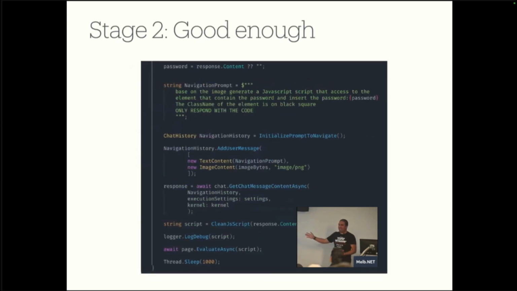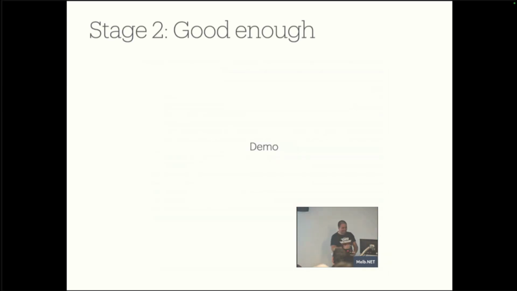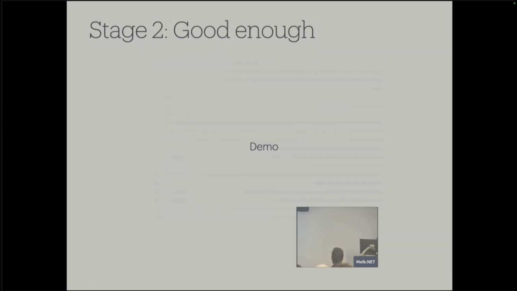And then what I add, after I get the password, is this prompt. I say, based on the image, generate a JavaScript that accesses the password, inserts the password, and also uses the class name. Then, the same thing: I send the image and the text, and I get the response. On top of that, I have to clean the JavaScript. Sometimes the LLM responds with brackets, even though I'm telling it to just give me the code. So yeah, whatever. Now we're going to do it live and see.